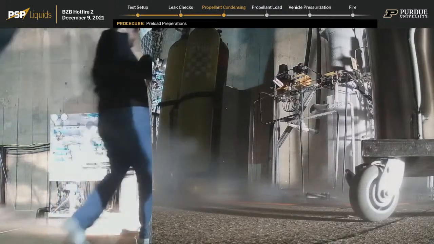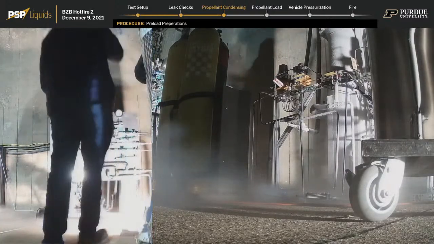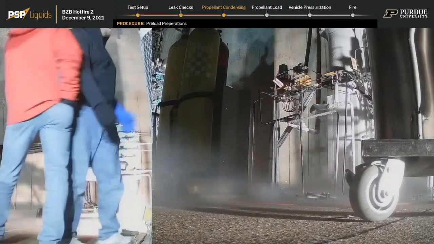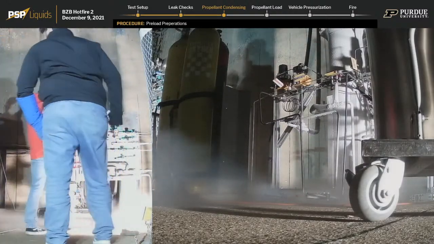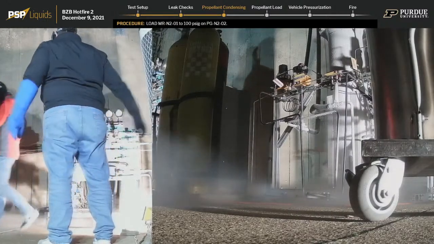MRN201 is loaded to 300 psi. Over. And you can also see how much the velocity has changed. MRN201 is 300 psi. Over. Exit of our LN2 dewar. Copy. Verify the courtyard gates are chained. Over.